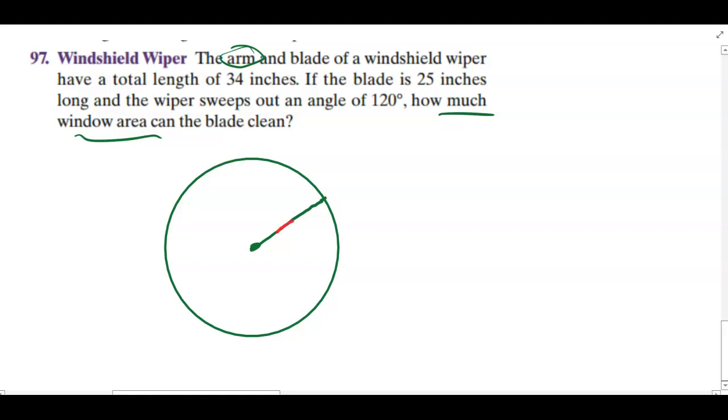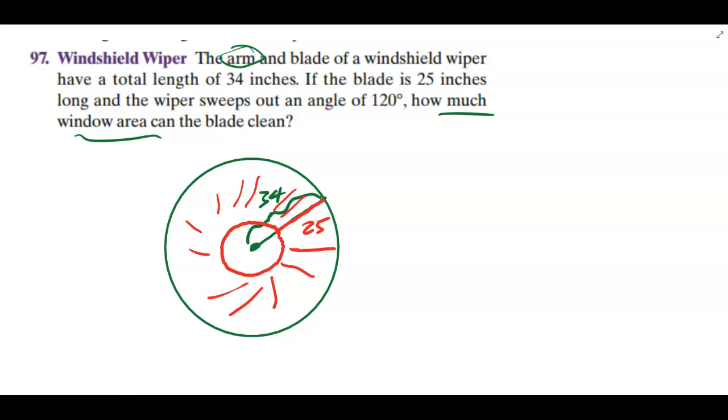So the blade is 25. It's 25 in red there, and then 35 here is in green. This is 34. All right, and so the blade is making a circle around, it's making this area here. That's what the blade's doing. And then this inside here is 9, because 34 minus 25 is 9.